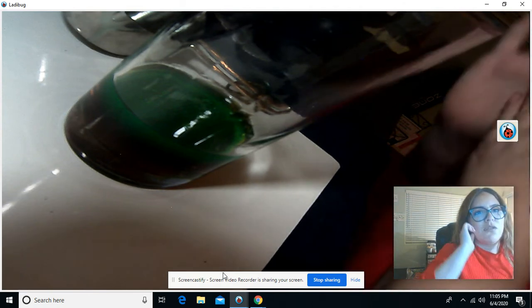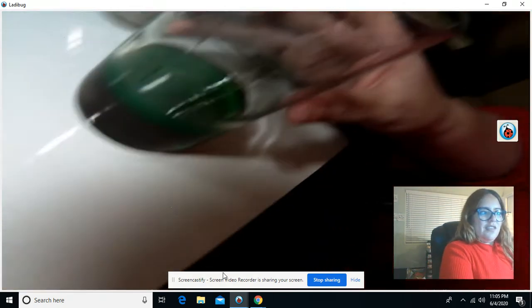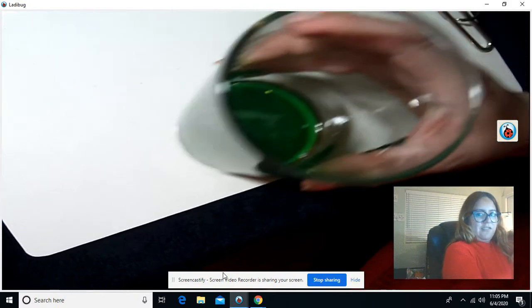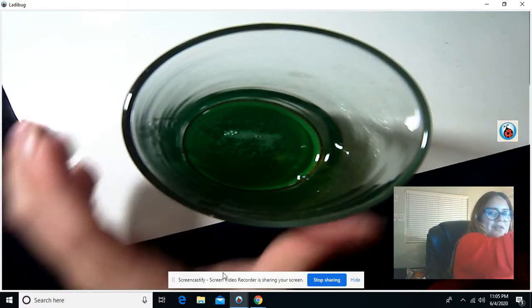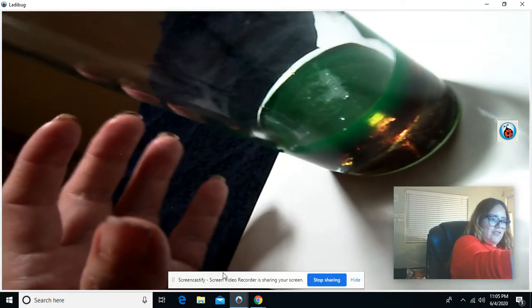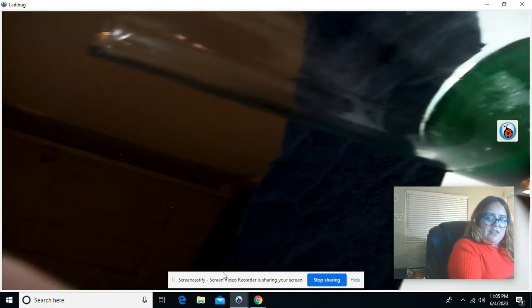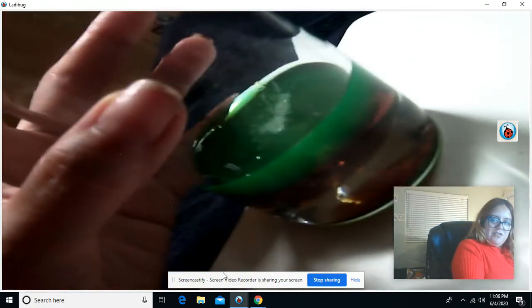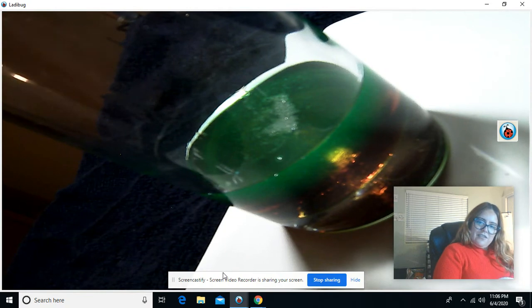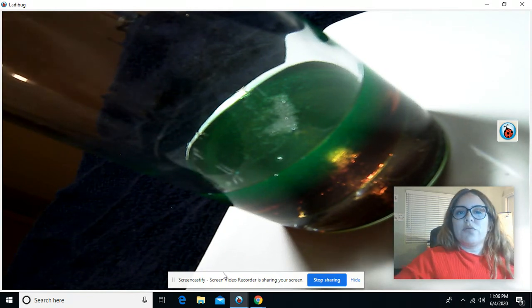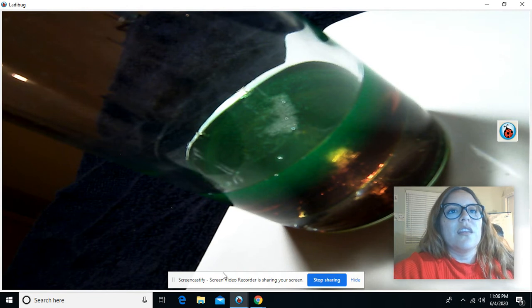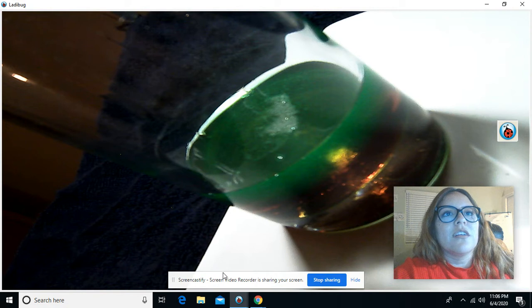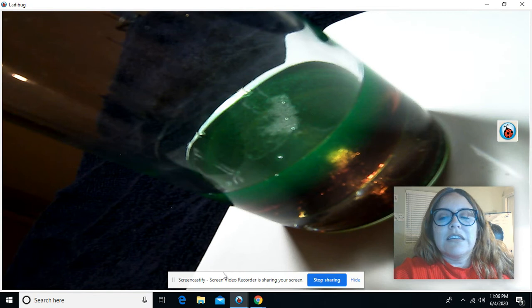Okay, the next liquid that we're going to put in there, let's see if it looks any different from the top. Nope, it looks like soap and, let's see. Look at that. Okay, the next liquid that we're going to use is water. Let's see.